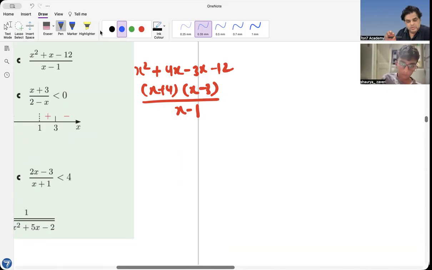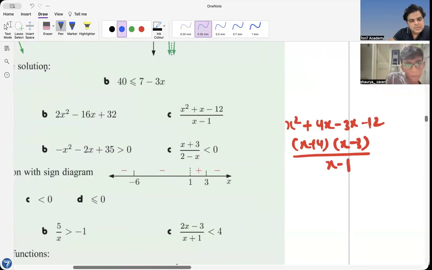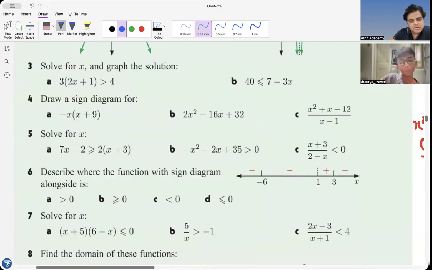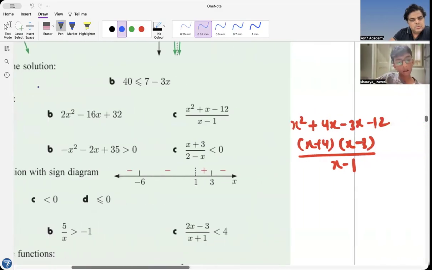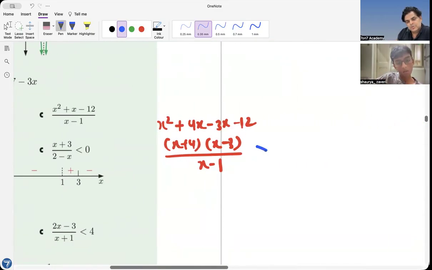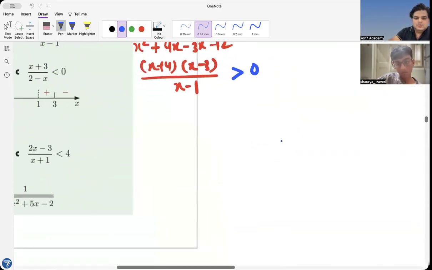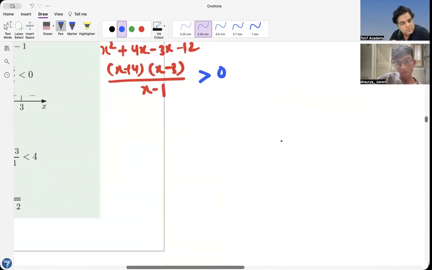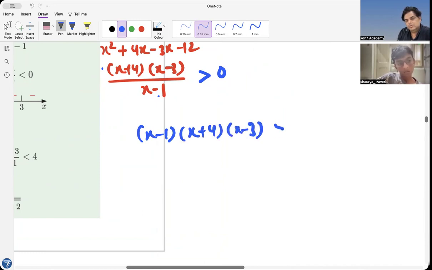Now this last question: the expression is greater than 0. I'm saying, solve this. You have to draw a sign diagram. What did I say? If this is written as a single factor, then take this factor up. So x minus 1, x plus 4, x minus 3 more than 0.